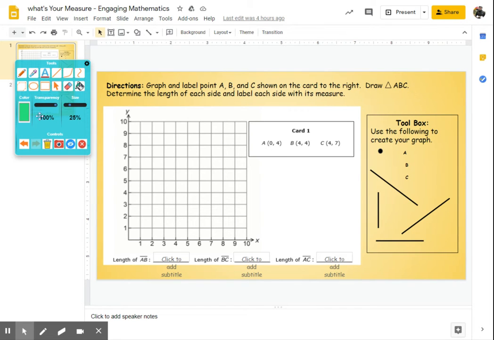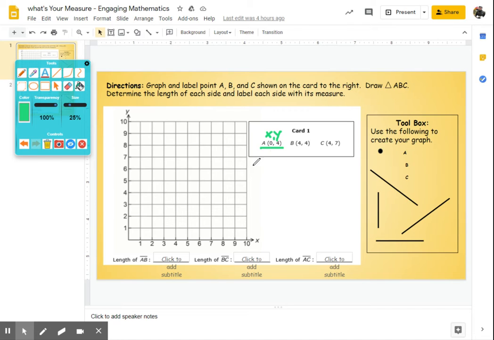So let's look at point A. Point A says 0 and 4. Remember, when I'm reading my ordered pairs, I always have an x-axis and a y-axis. Your x always comes first and your y always comes afterwards, just like in the alphabet. X comes before y. Same thing with ordered pairs. My x value always comes before my y.